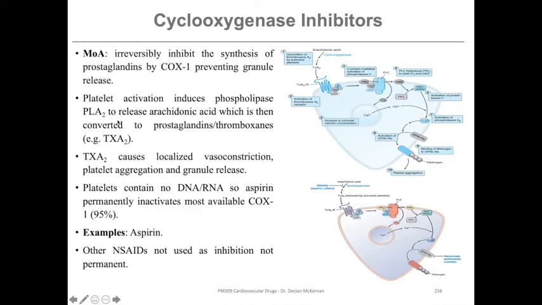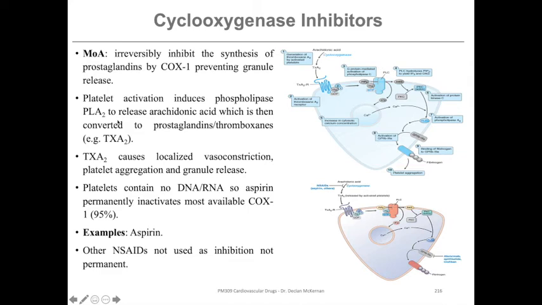Firstly, the cyclooxygenase or COX inhibitors irreversibly inhibit the synthesis of prostaglandins by COX-1, preventing granule release. Platelet activation induces phospholipase PLA2 to release arachidonic acid, which is then converted to prostaglandins or thromboxanes, and in particular, thromboxane TXA2 causes localized vasoconstriction, platelet aggregation, and granule release. This is shown in the diagram on the right.